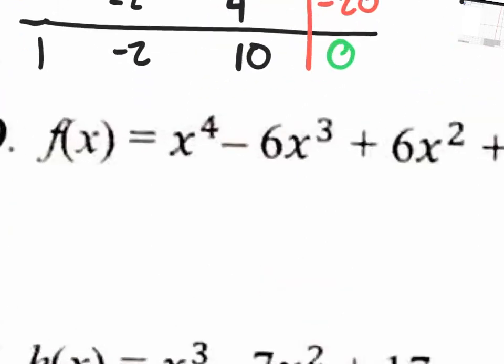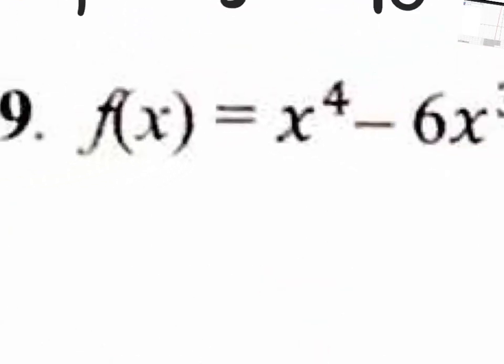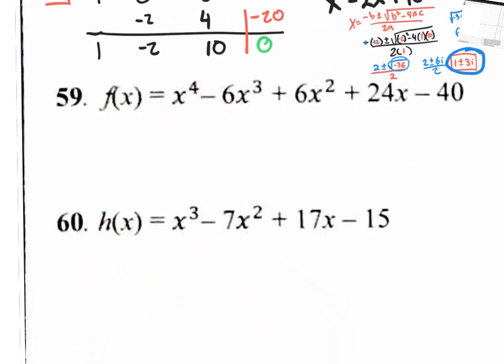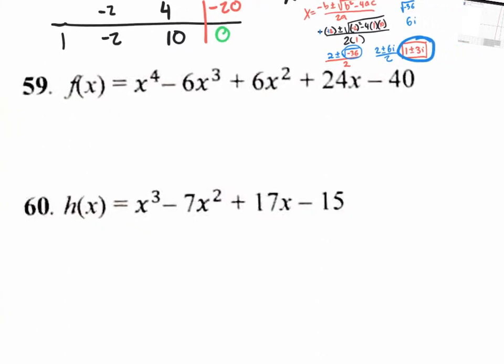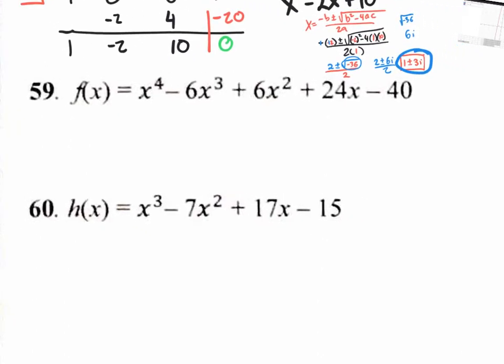How many answers are we going to get on number 59? 4. Now, maybe some of those answers repeat, they're duplicate answers, but we could get a maximum of 4 answers. Maybe some are real, maybe some are imaginary. So let's begin by graphing this guy on Desmos to find out at least some of those real answers.